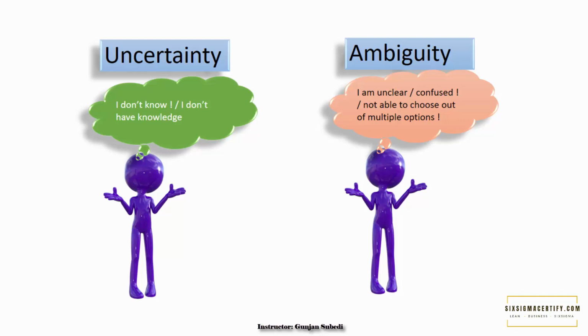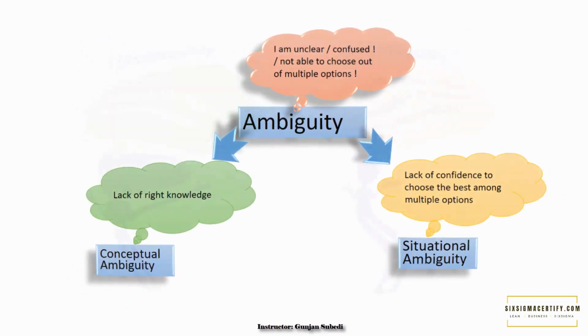There could be two basic types of ambiguity. These are situational ambiguity and conceptual ambiguity. Conceptual ambiguity is the lack of effective knowledge or right knowledge about something. Situational ambiguity is the state when there are multiple ways to solve any problem or multiple outcomes of these solutions.